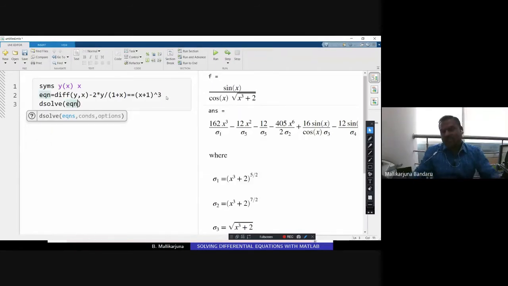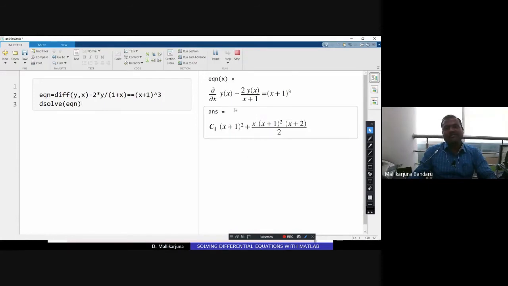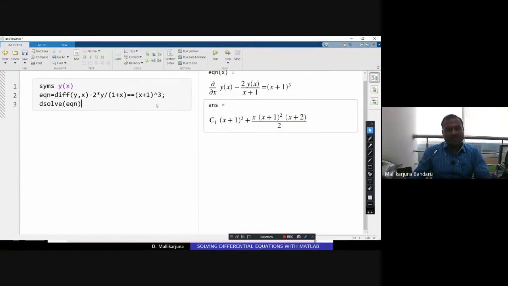But see, usually we are taking x comma y as the symbols. This is important. If you are not giving this, let us see, I'll remove it and I'll execute. What you will get, see here. Definitely dou y by dou x minus 2y by x plus 1. So this is the equation. If you type that, what you will get, see here. Of x. Right? dsolve equation. This is next.